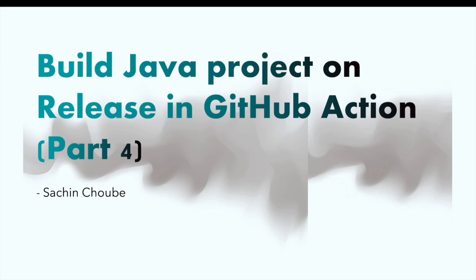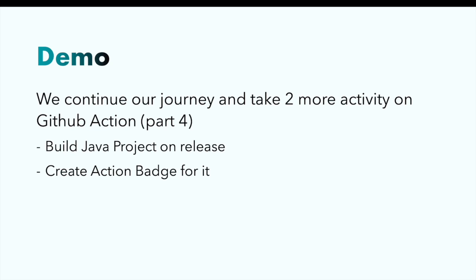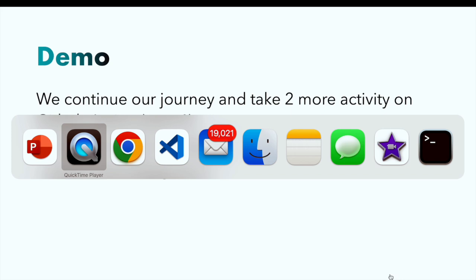Today we will be discussing the topic: build Java project on release in GitHub Actions. There will be two activities which we'll be doing in this demo. We will build a Java project that will trigger when we create a release, and second, we will create an action badge on it. Okay, so let's go to it.